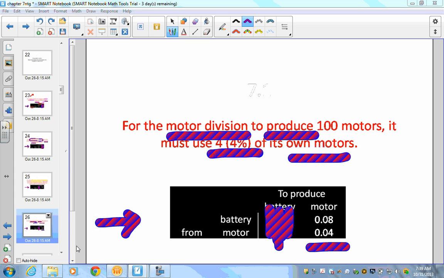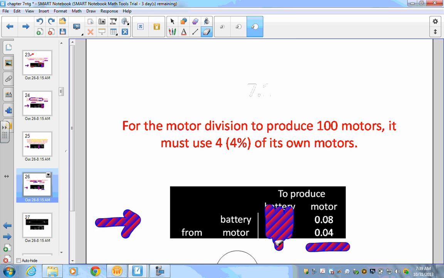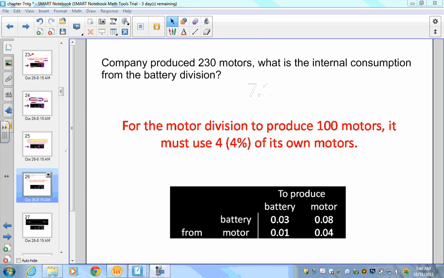Okay, so basically what we have here is four consumption rates written in a matrix. Okay, so if I wanted to ask a question that looked like this, a company produced 230 motors. What is the internal consumption from the battery division?